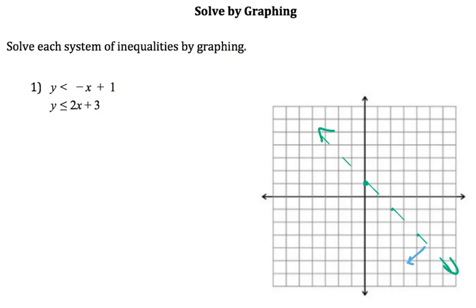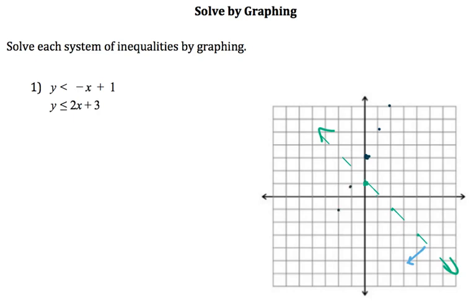Y is less than or equal to 2x plus 3. So we'll move on to the second inequality now. Our y-intercept is at 3. So I'm going to go 3 up, make a solid line, and I'm going to go up 1 over 2, up 1 over 2, and then I'll go back 1, down 2, back 1, down 2.